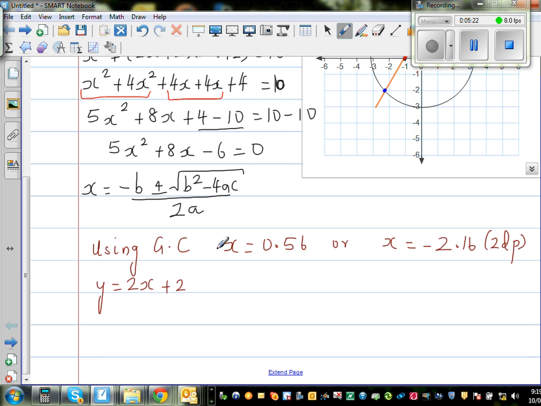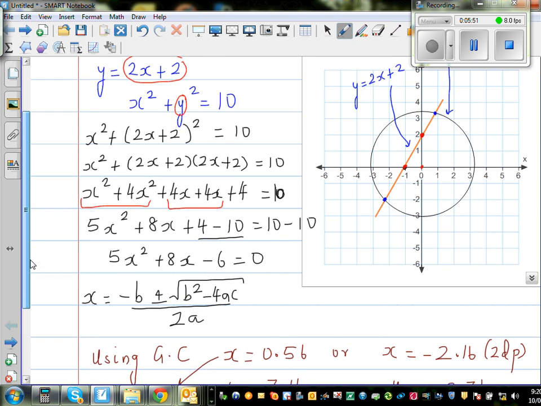So if you put this in this equation, you will get y. I have calculated that. You can do that in your own time. So when x is 0.56, this will be 3.11. And here y would be negative 2.31. We'll check this on a calculator. So both of them are in 2dp. How can we do this graphically? So that's something we need to check.